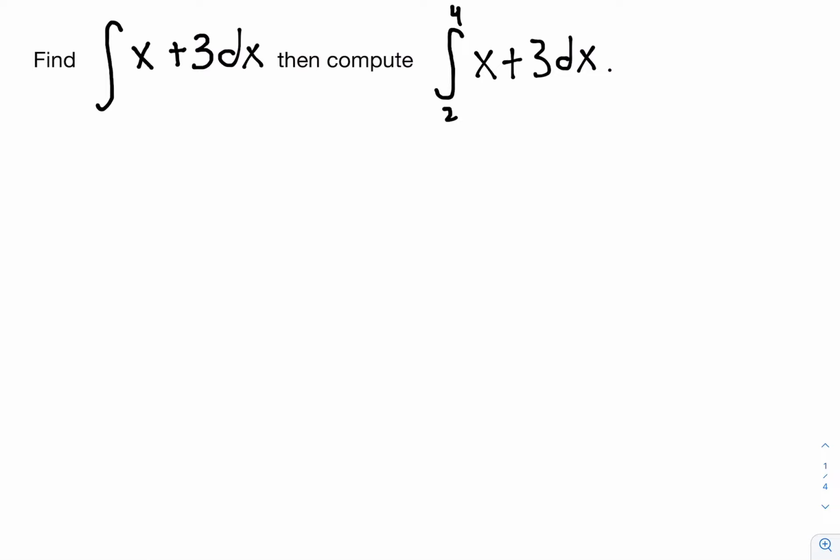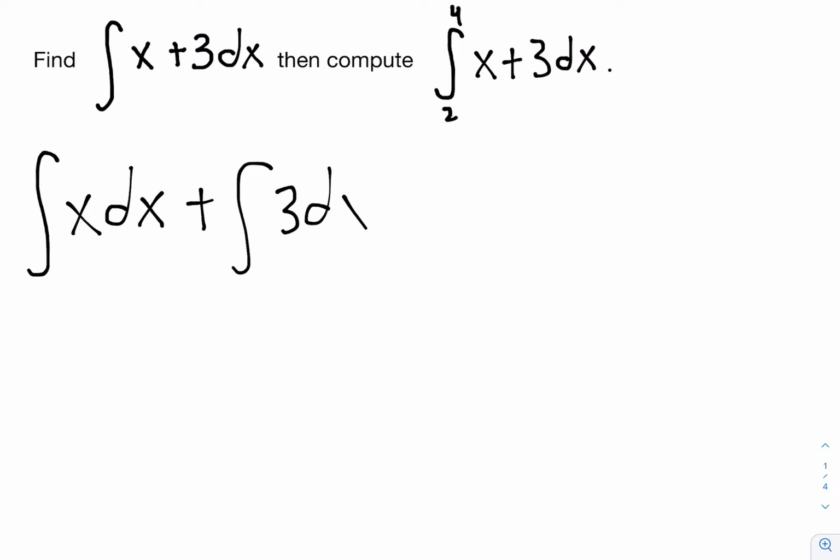So the antiderivative, or the integral of x plus 3 dx, okay, the indefinite integral, so there aren't any specific bounds, we're just finding a general solution. We can split this up because we know that integrals are additive, and we can use our sum and difference property, where the integral of x plus 3 dx is going to be the same as the integral of x dx plus the integral of 3 dx.